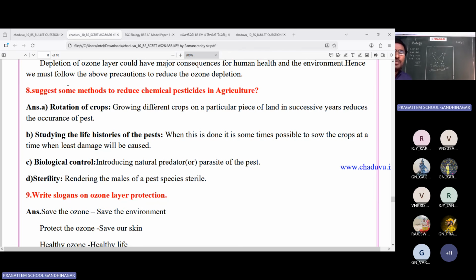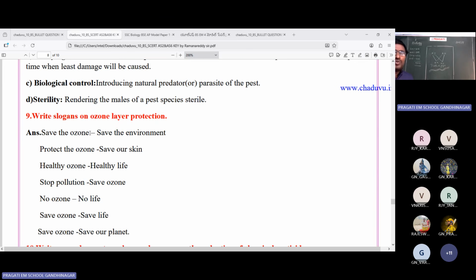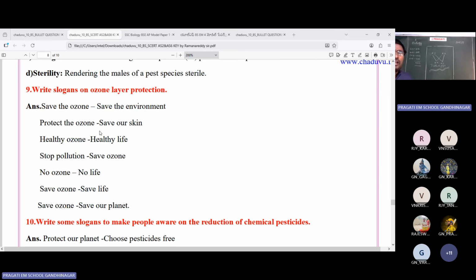Next, suggest some methods to reduce chemical pesticides in agriculture. This is also one of the important questions, children. Here: rotation of crops, studying life histories of pests, biological control, and sterility. These four, along with side headings, you have to write. Next, slogans about ozone layer depletion. Try to write at least 4 slogans for 2 marks.